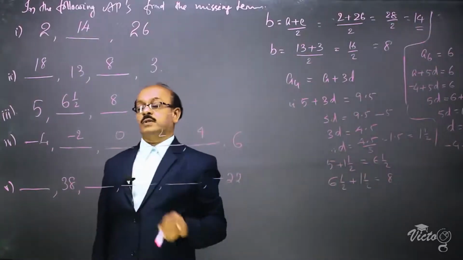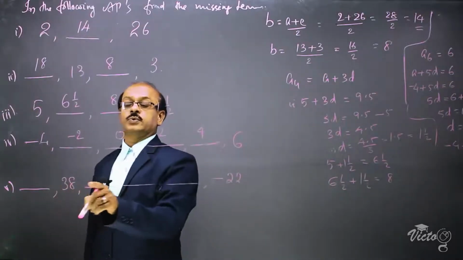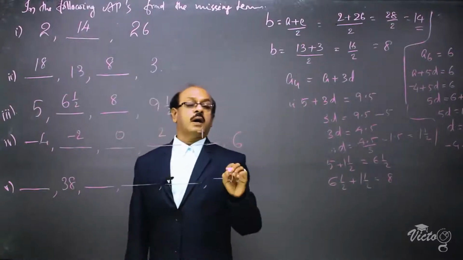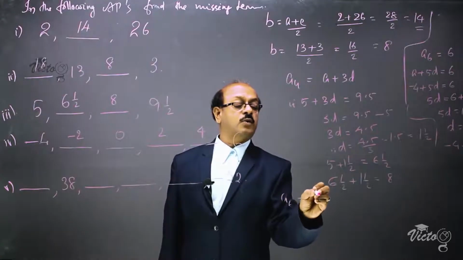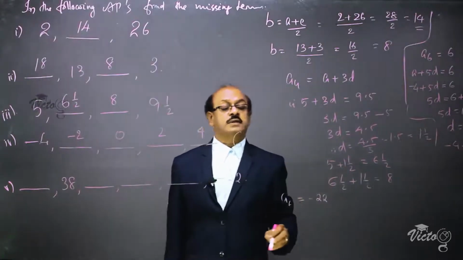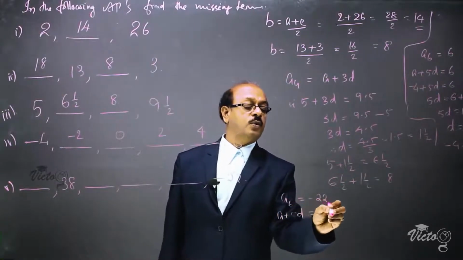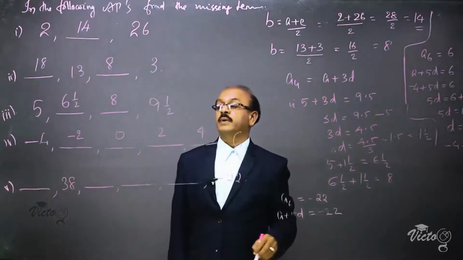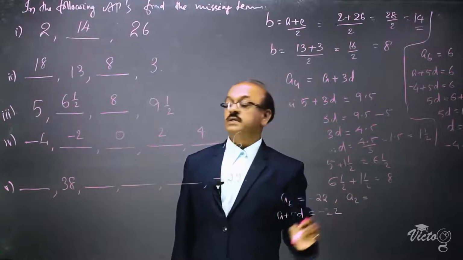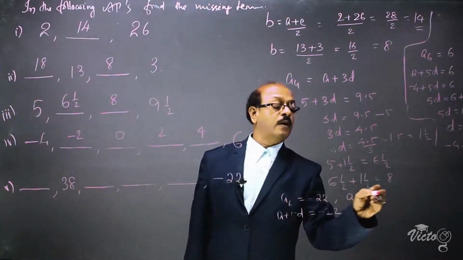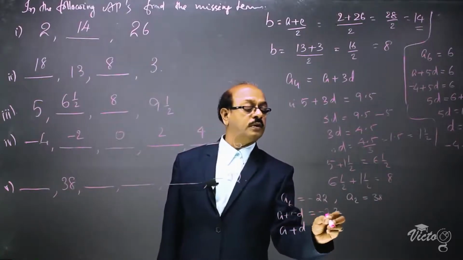Now, in the last question, we know the last term and the second term. The last term is the sixth term, A6, which is equal to minus 22. The formula for A6 is A plus 5D, so A plus 5D is equal to minus 22. The second term A2 is equal to 38, that means A plus D is equal to 38.